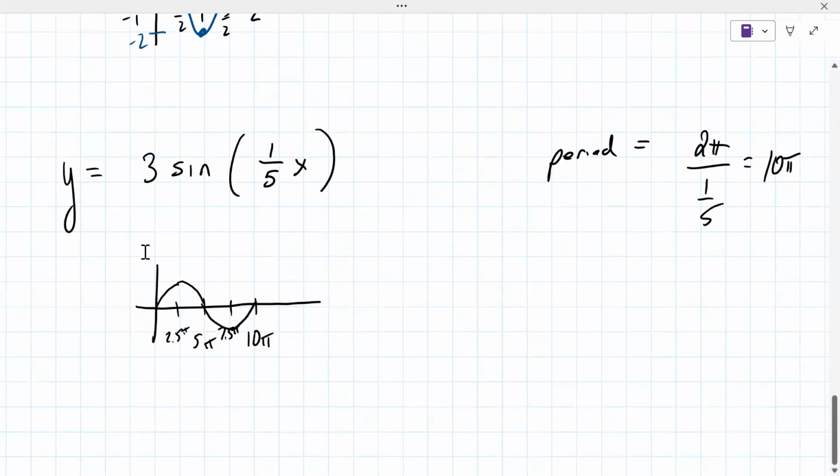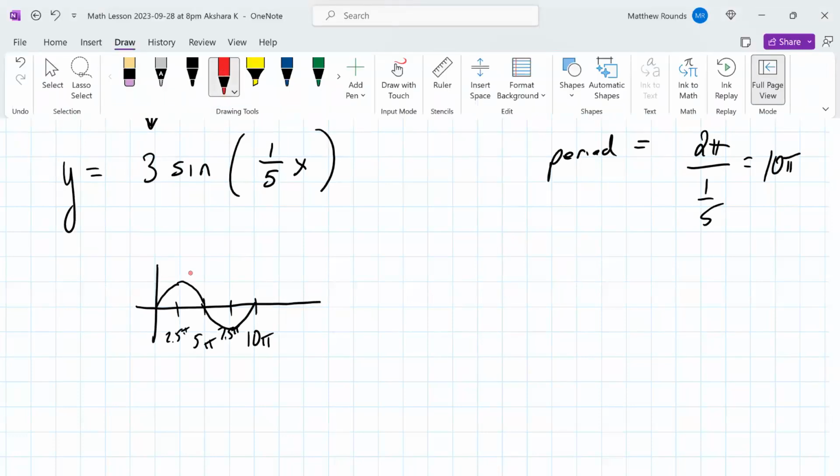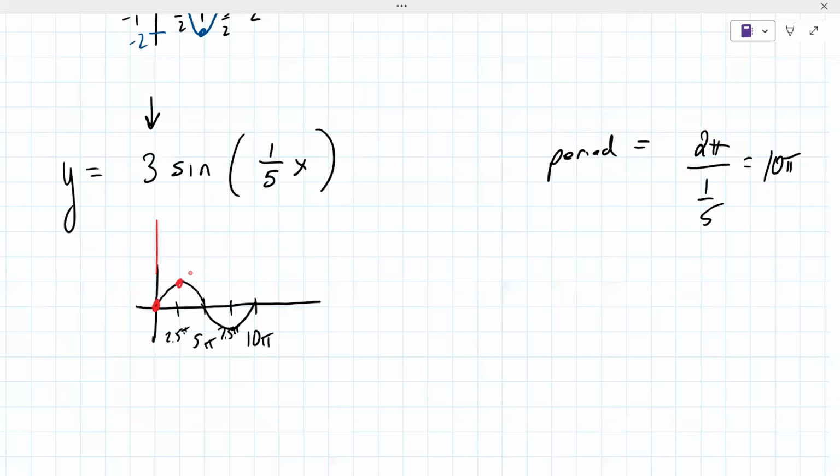What does the 3 do? The amplitude. Yeah, what does the amplitude do? It's just like the last problem. The y value, like how high or below you go. It stretches it, yeah. So 0 stays the same, but this point right here goes up. Instead of being at 1, it's now at 3. 0 stays the same. And so you get something that looks more like that.